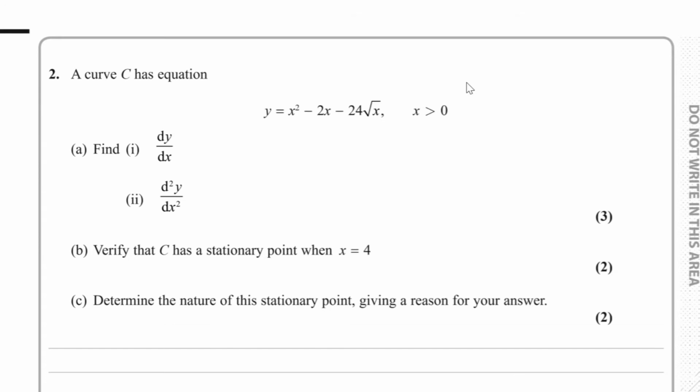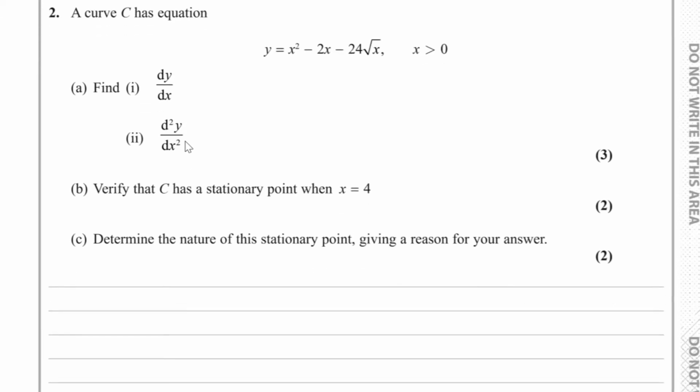Question number 2. A curve C has equation y equals x squared subtract 2x subtract 24 times the square root of x, where x is greater than 0, and for the first part of part A, we have to find dy over dx, and then for the next part, find the second derivative, d squared y over dx squared.